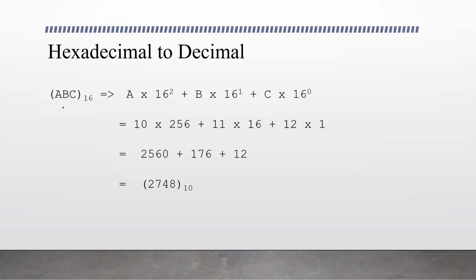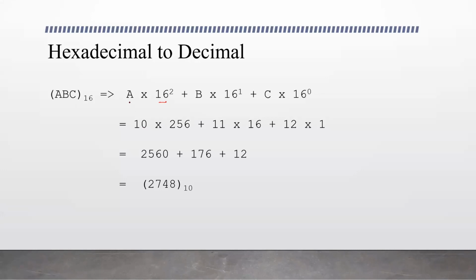So here, if this is the hexadecimal number given, to convert it to decimal form, we take there are 3 digits. The first digit is C, at the 0th position, B at the first position, and A at the second position. So we write the most significant digit, we take A into 16 power 2. 16 we give because it is a hexadecimal number, which has the base 16. 16 power 2, plus the second digit B into 16 power 1, plus C into 16 power 0.